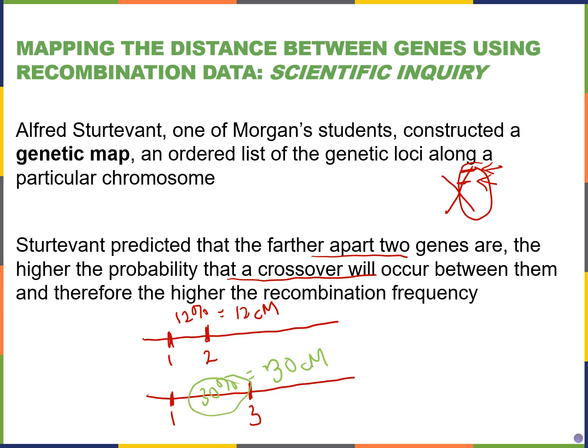If they're 50 centimorgans apart or greater, let's say from 1 to 4, let's say that's 50 or greater, then the recombination frequency is just like if the genes were not linked. If they were on 2 separate chromosomes, you would get a 50% chance of recombination every time.